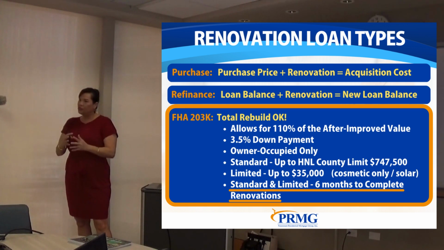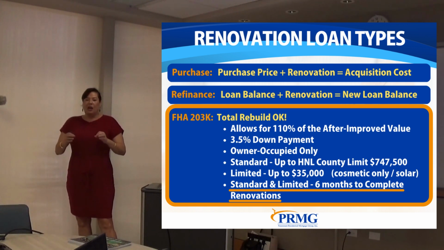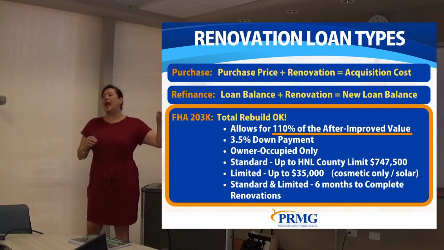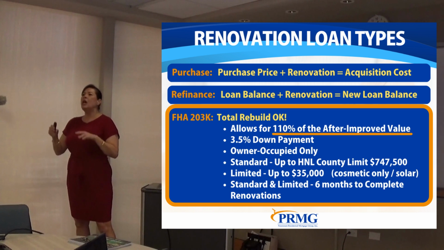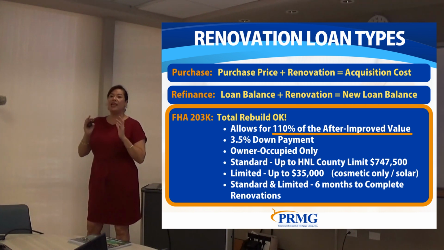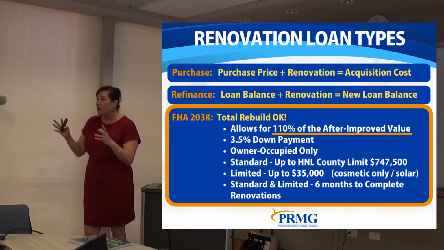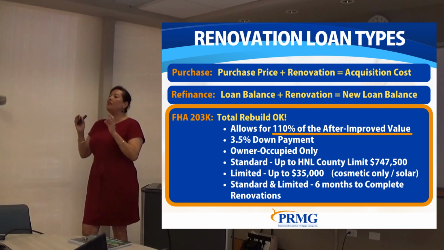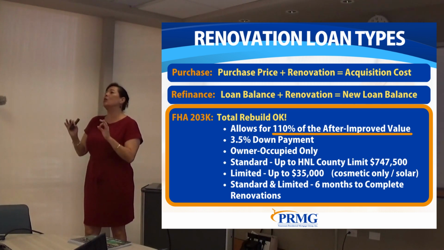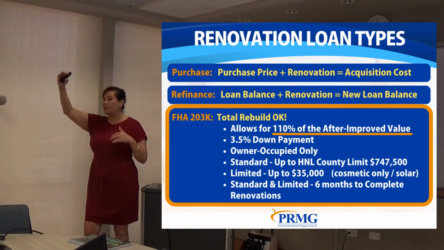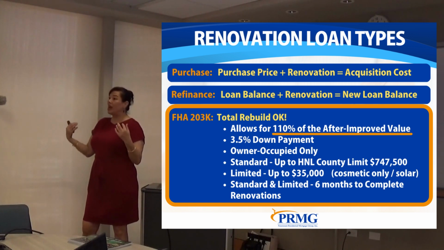So all of your renovations need to be completed within the 6 months. Now, one of the most amazing things about this 110% after improved value is we can use the minor version of the FHA 203K in order to solve for low appraisal value. We have used this to solve and save so many escrows from falling out because the home did not appraise at the sales price or the acquisition value. And that is happening right now, right?